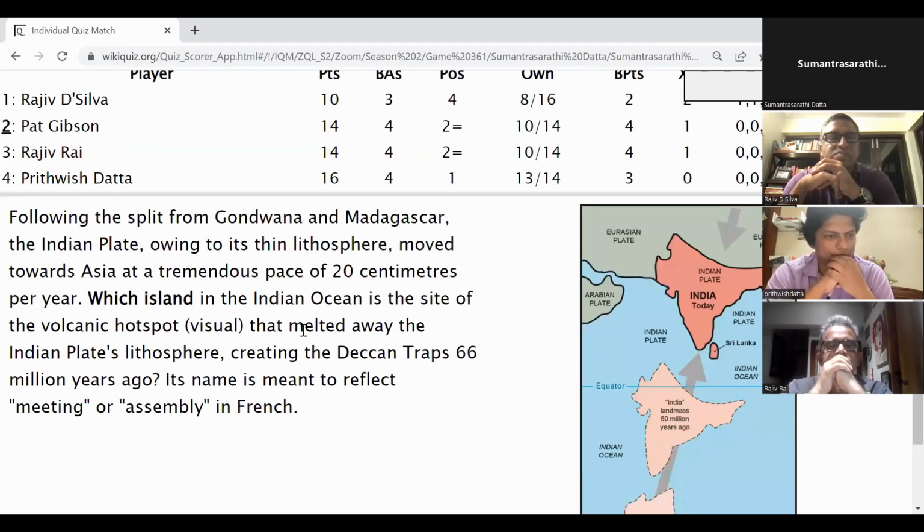First question. Following the split from Gondwana and Madagascar, the Indian plate, owing to its thin lithosphere, moved towards Asia at a tremendous pace of 20 centimeters per year. Which island in the Indian Ocean is the site of the volcanic hotspot in the visual that melted away the Indian plate's lithosphere, creating the Deccan Traps 66 million years ago? Its name is meant to reflect meeting or assembly in French.